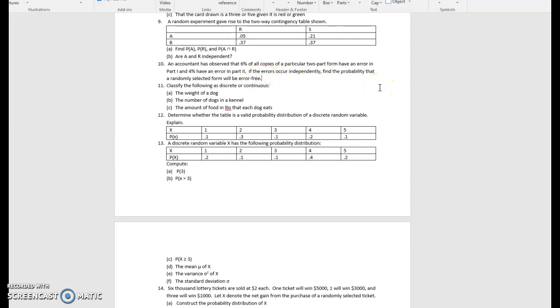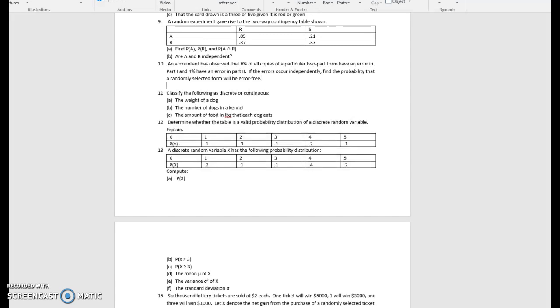Okay, now let's remember these errors are independent. And if they're independent, we're allowed to multiply our two events together to get the intersection of this error-free form. So what we really want is the probability that there is no error in part 1, and we're allowed to multiply that times the probability that there's no error in part 2. And we can multiply these two together because they are independent from one another.